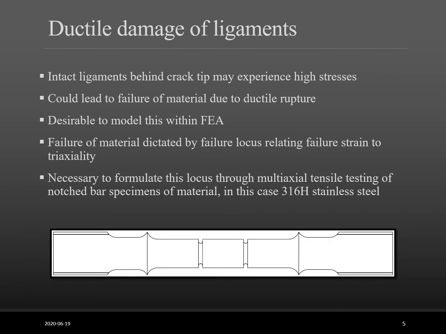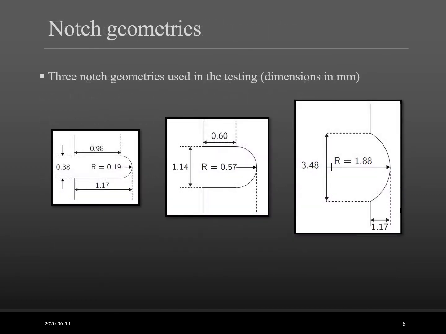The ductile failure of the material is dictated by a locus of multi-axial failure strain as a function of triaxiality. It was necessary to formulate this locus through multi-axial tensile testing of notch bar specimens of the material, which in this case was 316H stainless steel. Three different notch geometries were used in the testing: a sharp notch, a medium notch, and a wide notch, the dimensions of which are shown here in millimeters.